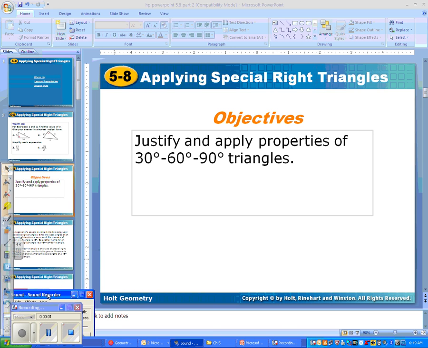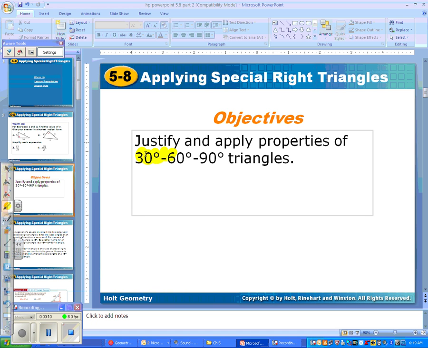Okay, the last part of chapter 5, we get to talk about our last special right triangle, and that is the 30, 60, 90 triangle. And the 30, 60, 90 triangle is very special, just like the 45, 45, 90 triangle, because we have some shortcuts that always happen. So if you think about a 30, 60, 90 triangle, this side's 30, we'll say this is 60, and here's our 90.